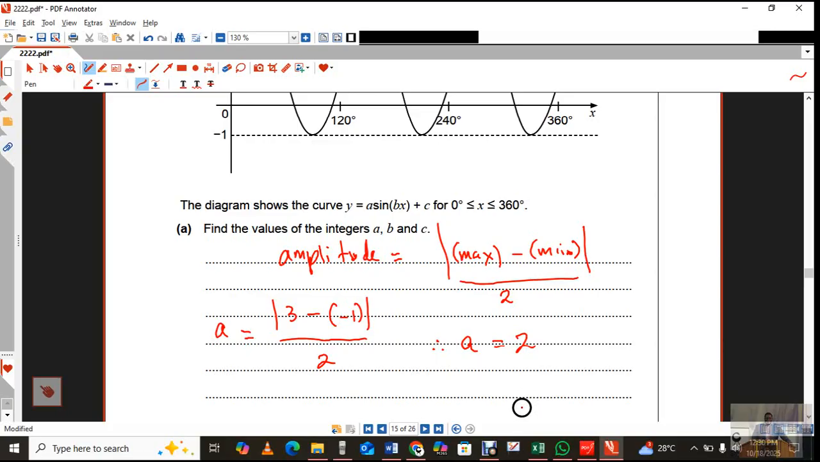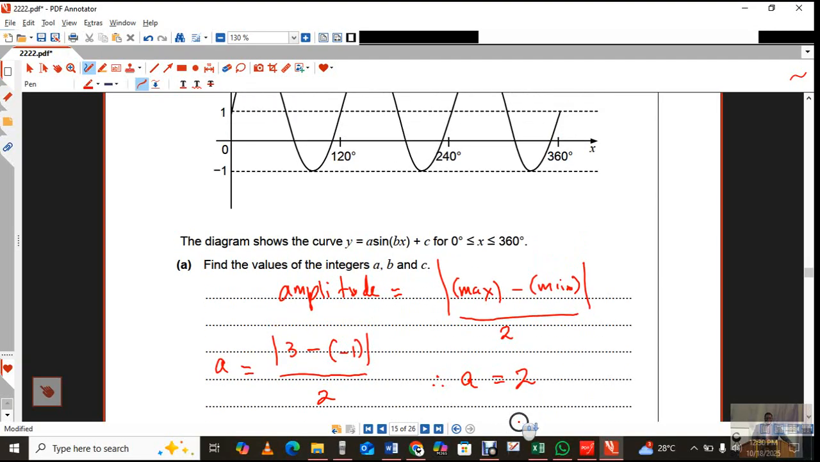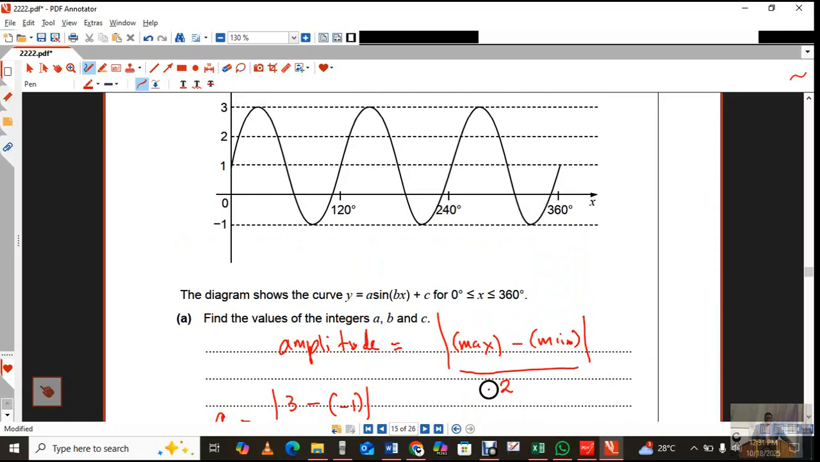Right. Then what is b saying? b is your period. And if you look at the sine graph, it repeats itself after every 360 degrees. And typically the sine graph will go something like so.